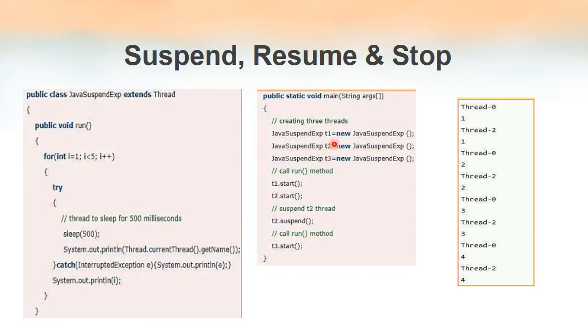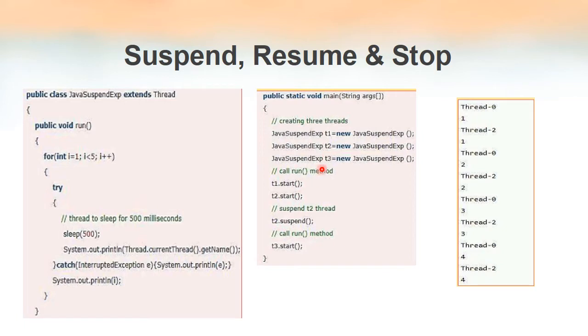If you are not giving any name to a thread, by default the Java virtual machine will give a name starting from Thread-0, Thread-1, Thread-2, etc. So the name of the first thread will be Thread-0, the second thread will be Thread-1, the third will be Thread-2. Like we index our array elements, the indexing starts from 0. Similarly, the default thread names start from Thread-0, Thread-1, Thread-2, Thread-3, and it goes on like that. So here T1 will be Thread-0, T2 will be Thread-1, and T3 will be Thread-2.